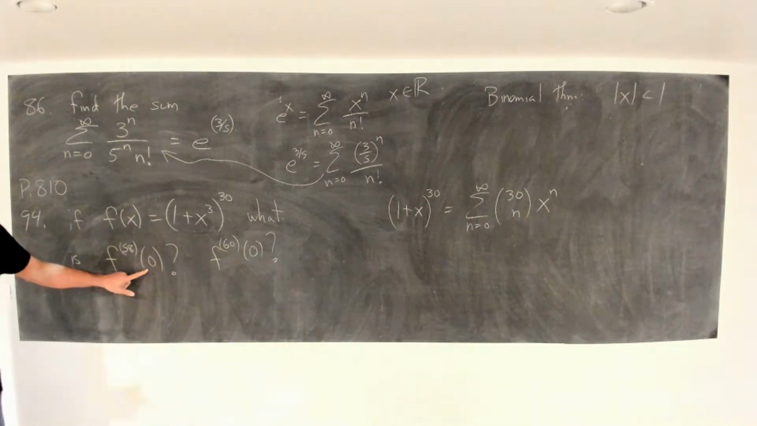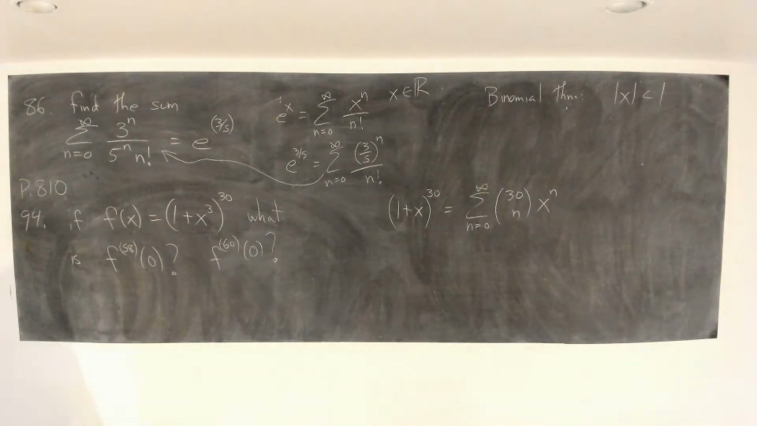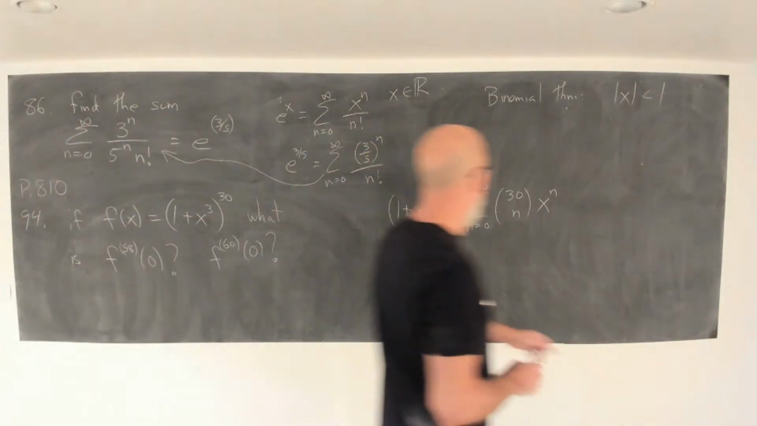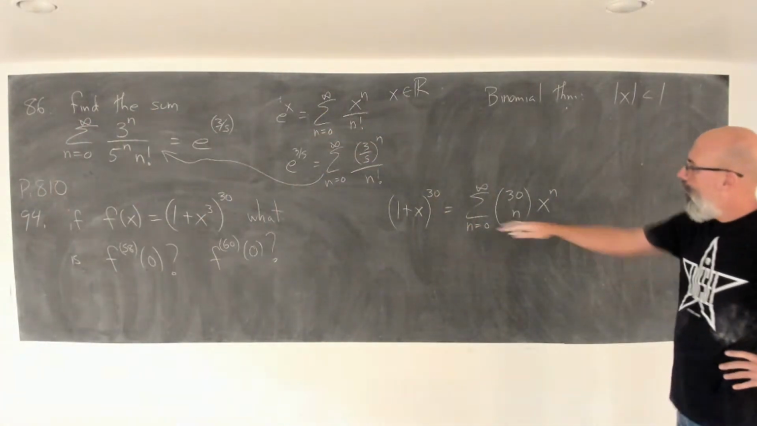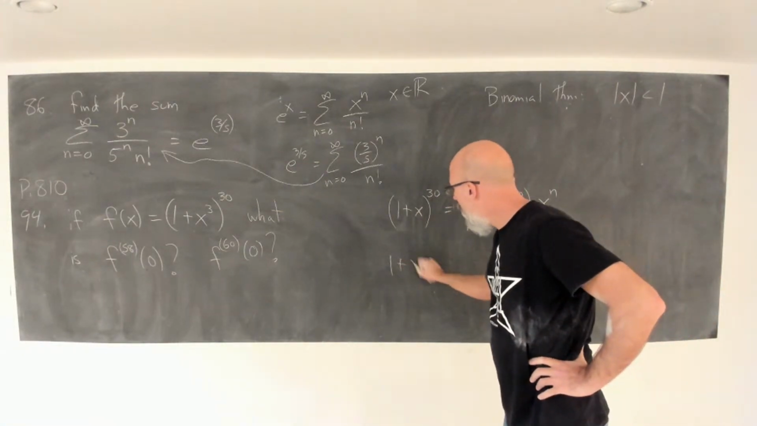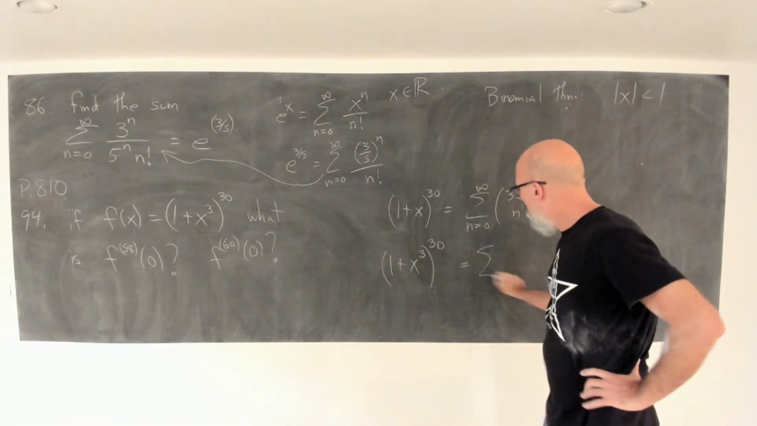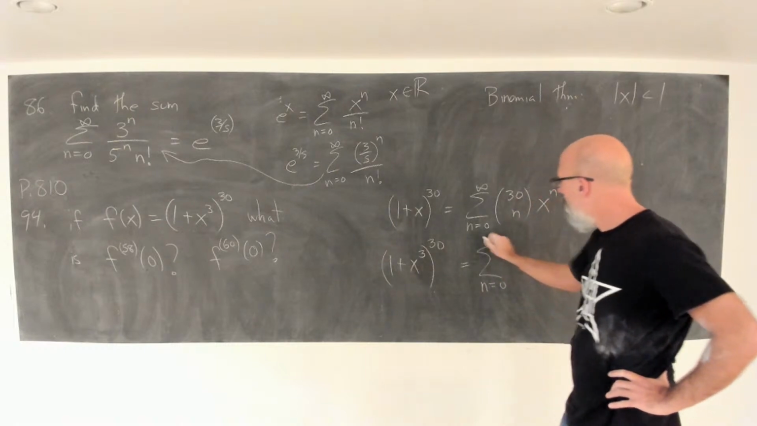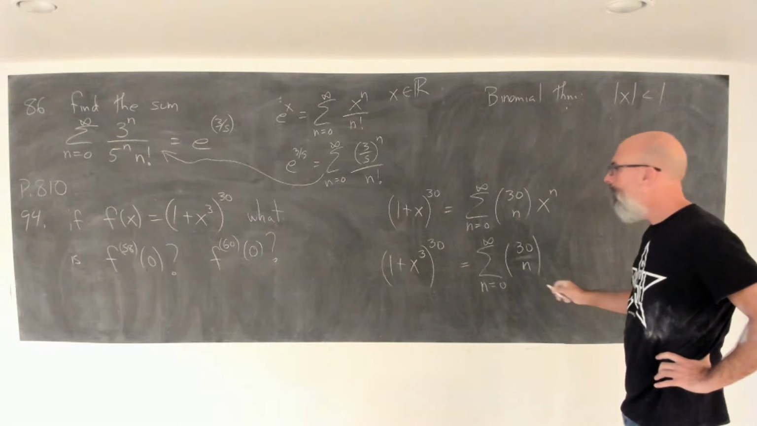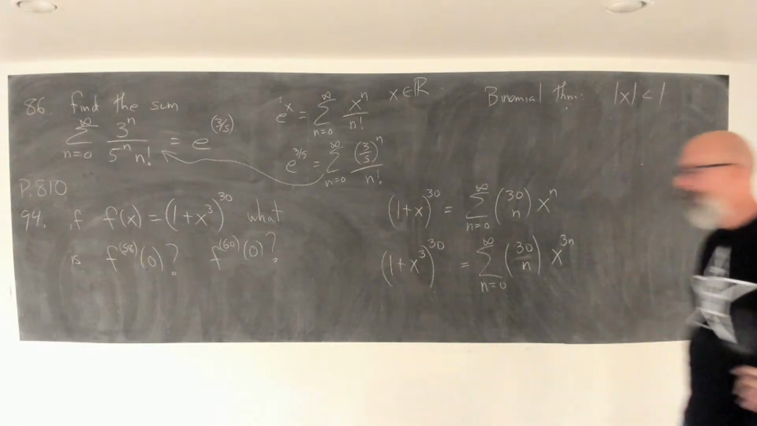The 58th derivative at 0 and the 60th derivative at 0. Right, so the binomial theorem is valid in this interval. And so we have this. And here, if you replace x with x cubed, of course, you know what's going to happen, right? 30 choose n, x cubed to the n, or x to the 3n.